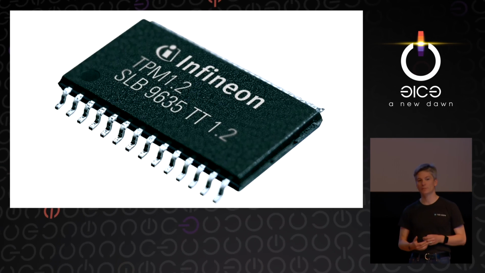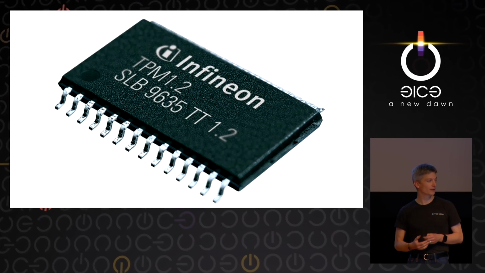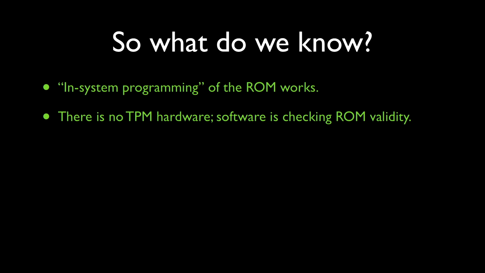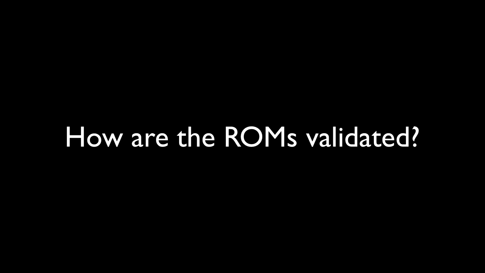Apple used to have a TPM on their motherboards, but they actually removed it because they weren't using it at the time. So as a quick recap, we can now reprogram the ROM with the in-system programming hardware, and we know that there's no external hardware that's actually checking the ROM validity. But something is checking the validity, and we need to find that piece of code.